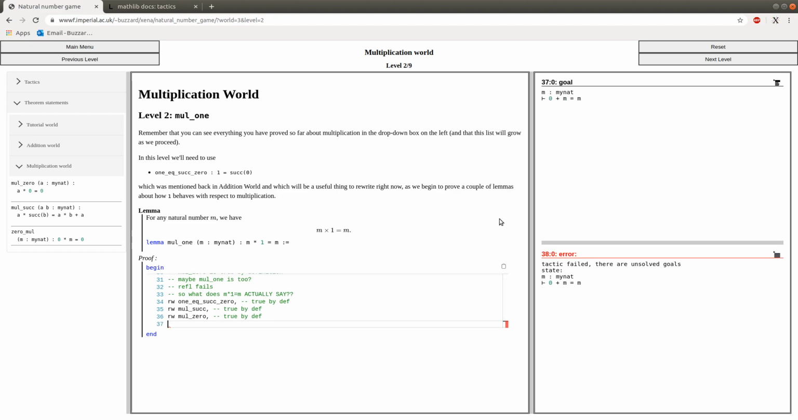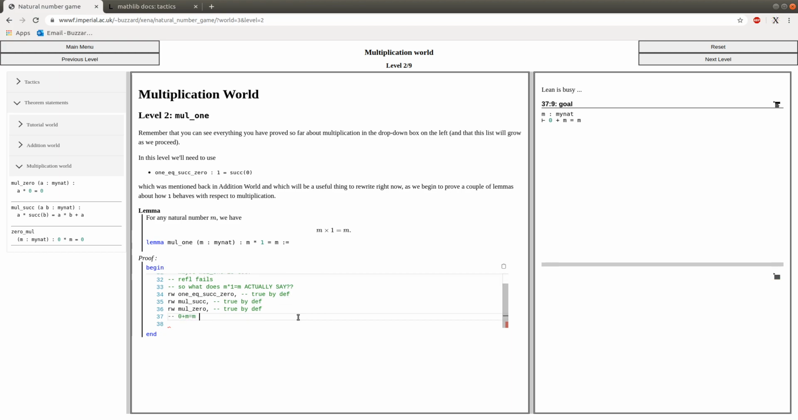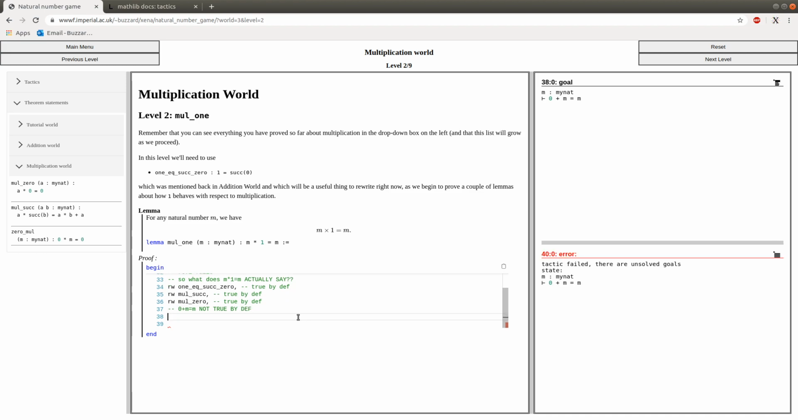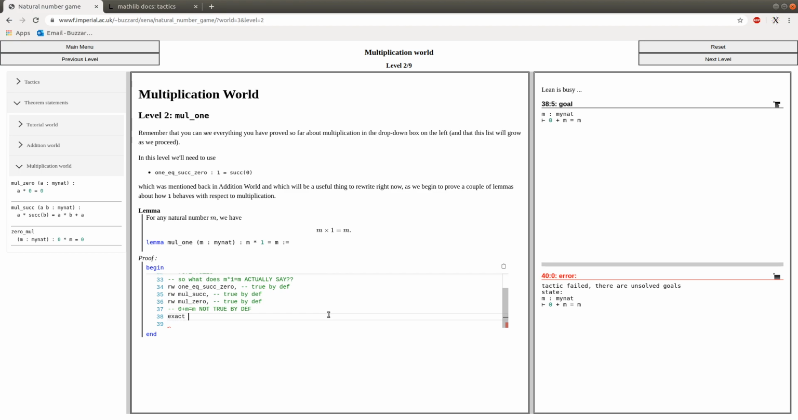And now mul_zero, I guess mul_zero is also true by definition. Rewrite mul_zero. Oh, I forgot the comma. Don't forget the comma. This is true by definition. There. And now you can see that in fact, the goal we started off with, m times 1, now we've got 0 plus m. So now we can see what's actually happened. 0 plus m is not true by definition, right? And in fact, why is that true? That's exact zero_add m, isn't it?